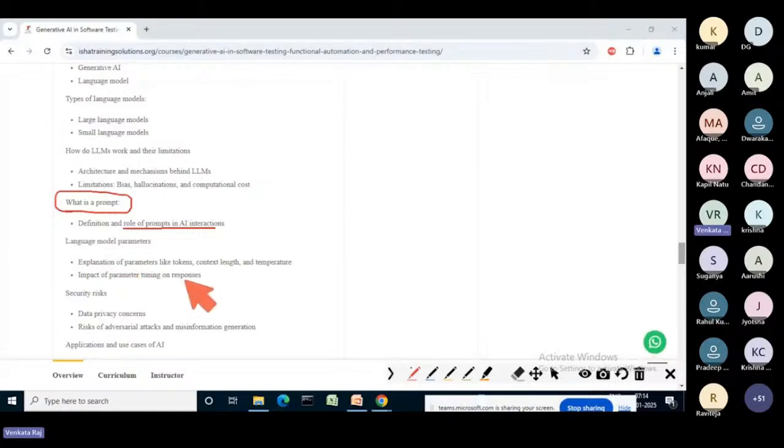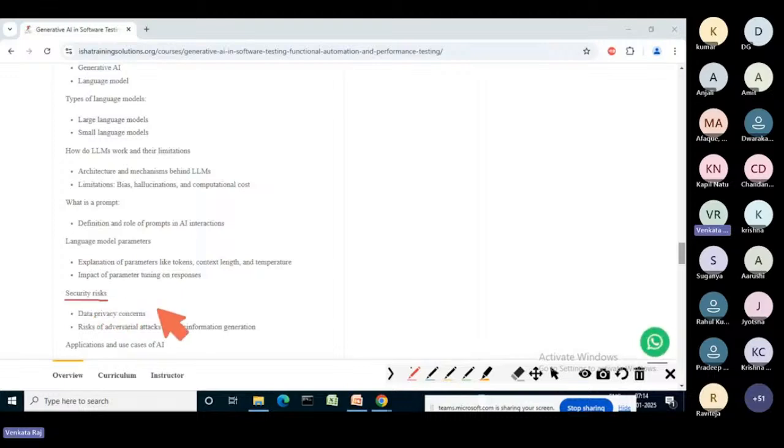So what are the different parameters like tokens, context length, temperature? And how can we tune these parameters to vary the response? The response will basically depend on the input, right? The output depends on the input. So how are we going to vary or tune the response based on the different parameters?